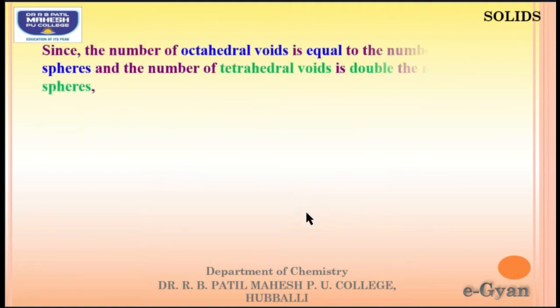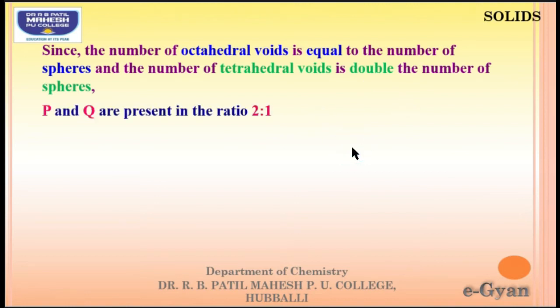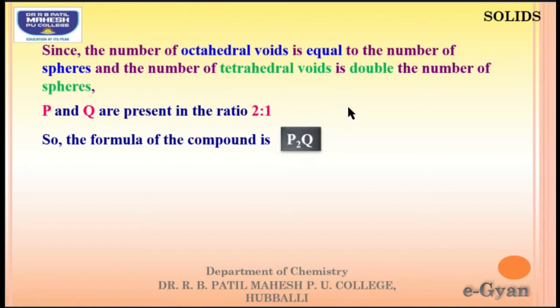Since the number of octahedral voids is equal to the number of spheres and the number of tetrahedral voids is double, the number of P and Q will be in the ratio of 2:1. In the beginning itself, when we were discussing the voids, I gave the formula: number of octahedral voids is equal to n and tetrahedral voids is equal to 2n. The same statement has been given here. Since they are present in the ratio of 2:1, the formula will be P2Q1, that is P2Q.